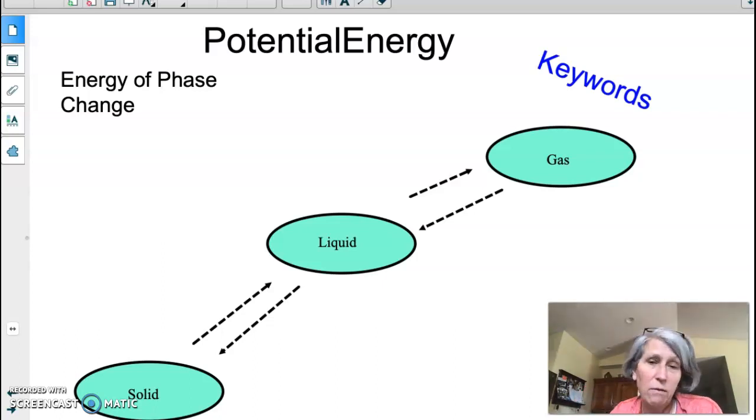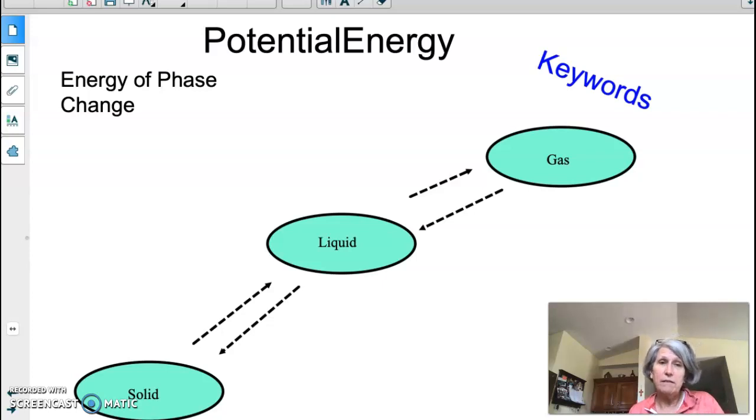In the last lesson, we were talking about kinetic energy, which is the energy of motion and having a change in temperature using the MCAT equation. Today we're going to learn about a different type of energy calculation in terms of chemistry, and that would be potential energy.